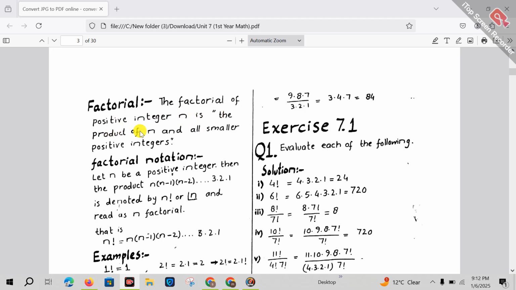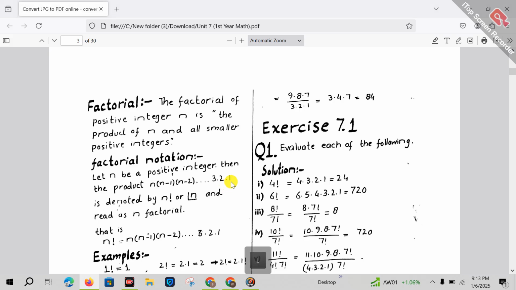N factorial is the product of n and all smaller positive integers. Here the author wants to say that whenever we define the factorial of a number n, it is the product of n together with the numbers which are less than n and up to 1. So at 1 we stop this procedure.